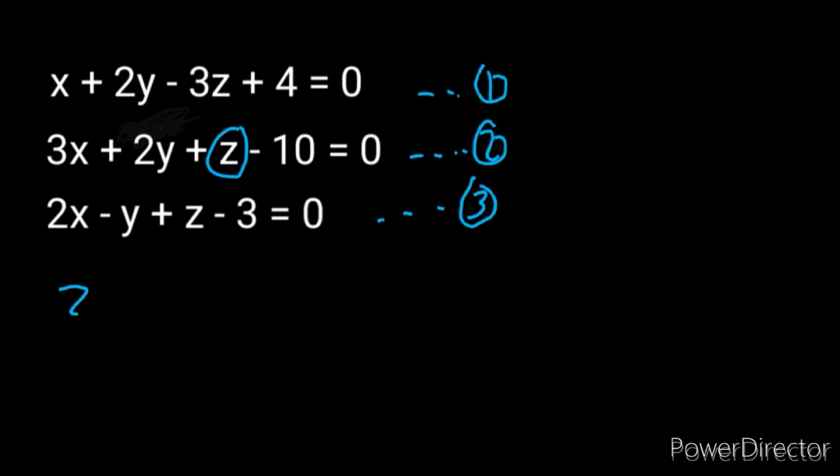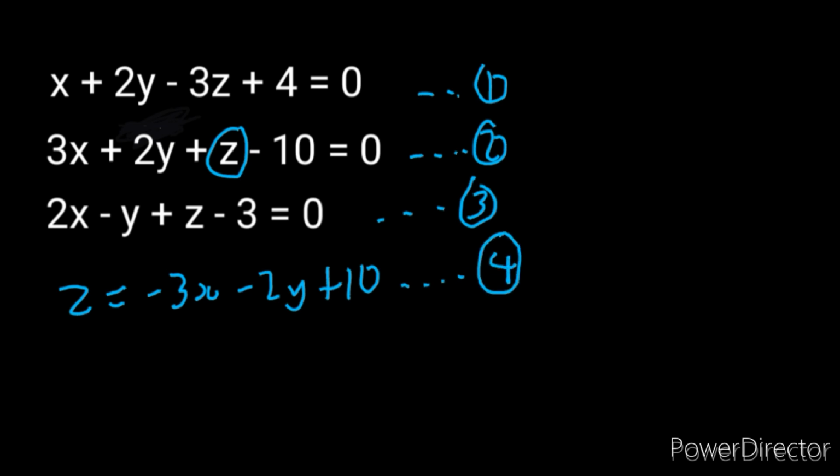So now I'll end up having z equals, so when I take this to the other side, we're going to have minus 3x, and then when I take this one, we're going to have minus 2y, and then when I take this one, we're going to end up having plus 10. This is going to be my equation 4. I've created a new equation.